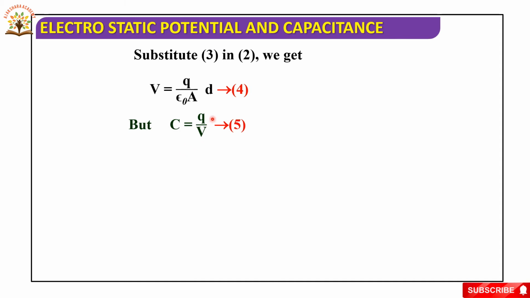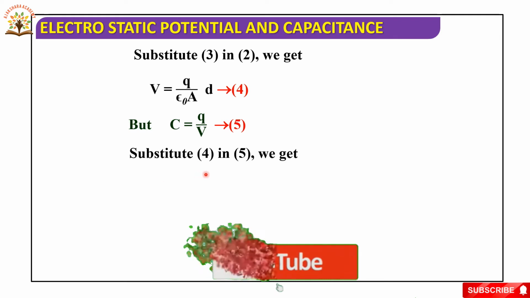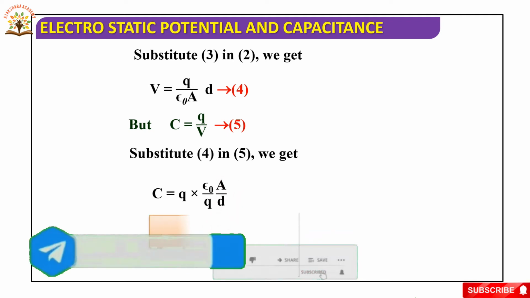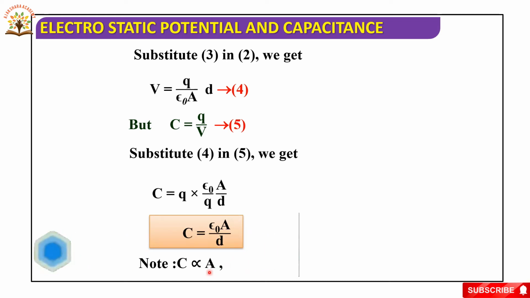But C is equal to Q by V. So this is equation number 5. Substituting equation 4 in equation 5, we get C is equal to Q into epsilon naught A by Q into D. So Q gets cancelled, and C is equal to epsilon naught A by D. C is directly proportional to A, and C is inversely proportional to D.